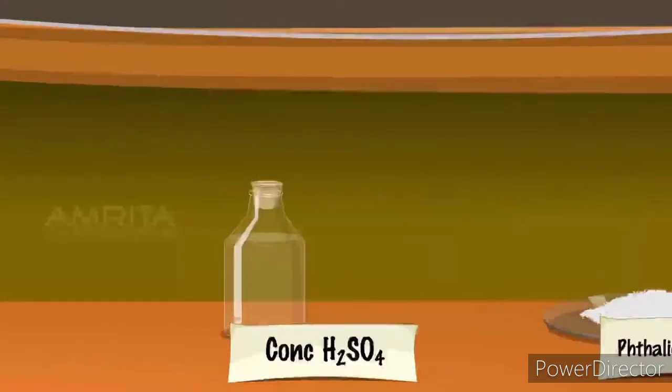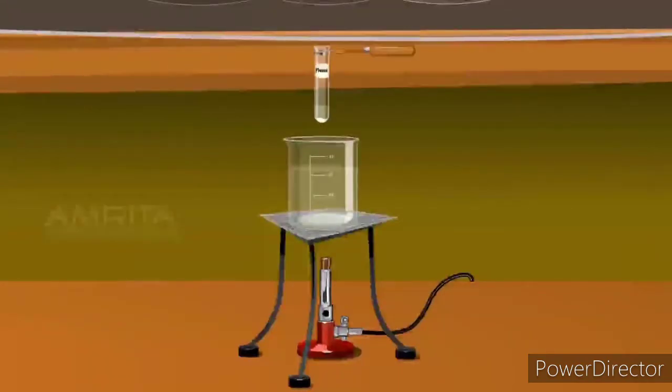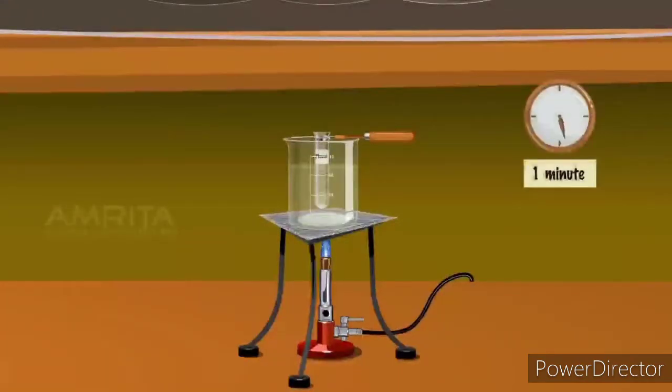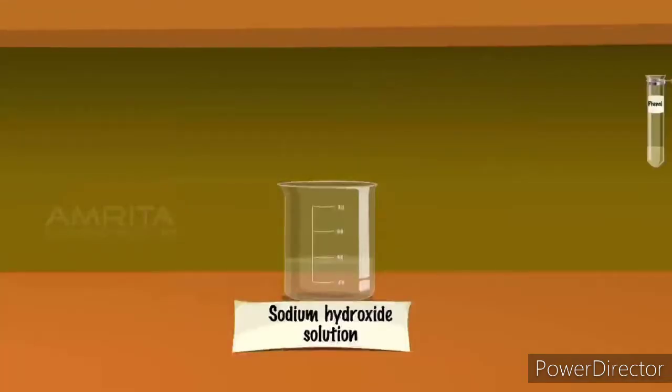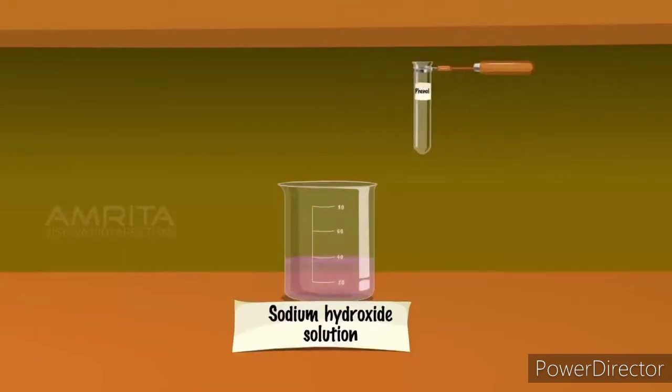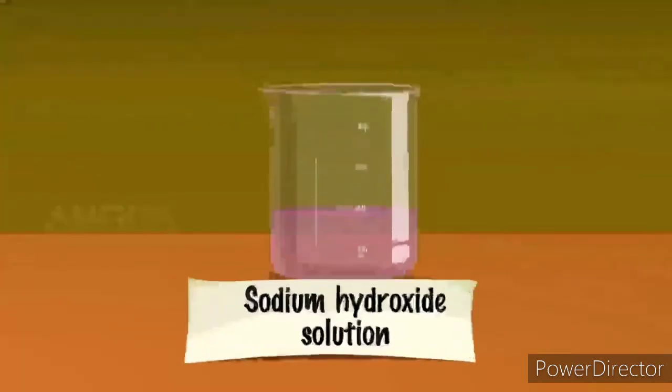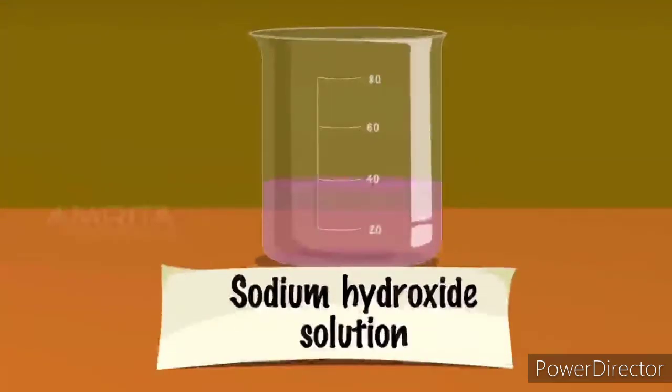Heat the contents of the test tube in an oil bath for about 1 minute. Pour the reaction mixture carefully into a beaker containing sodium hydroxide solution. On heating, phenol reacts with phthalic anhydride in the presence of sulfuric acid to produce phenolphthalein, which is colorless. Phenolphthalein gives pink color with an alkali such as NaOH.